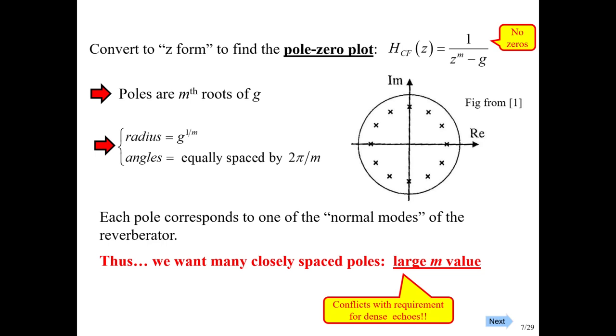Now, unfortunately, that conflicts with what we just saw for the time domain echo requirement. There we needed a small m value to make sure that the density or spacing of time echoes is appropriate. So we need very closely spaced time echoes. So we can only get one or the other with this approach. That's the downfall to this approach. And we'll see that thread going through the rest of the notes or slides here.